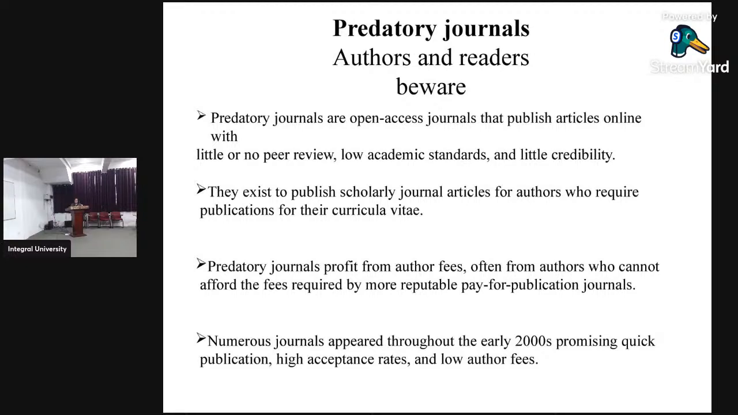Why are they called predatory? As the name indicates, they prey on the prey. And who is their prey? Gullible people like us who may be in requirement of a publication. So we should not become the prey. Predatory journals are open access journals that publish articles online with little or no peer review. They actually do not have any peer review. You send them a paper today, tomorrow it will be published. You may not have the right kind of data. You may have put somebody else's picture. They don't care about it. They just need their money, because most of them are paid.